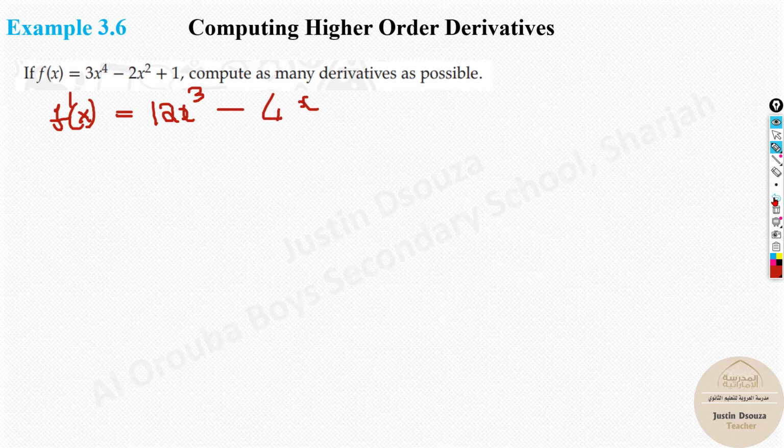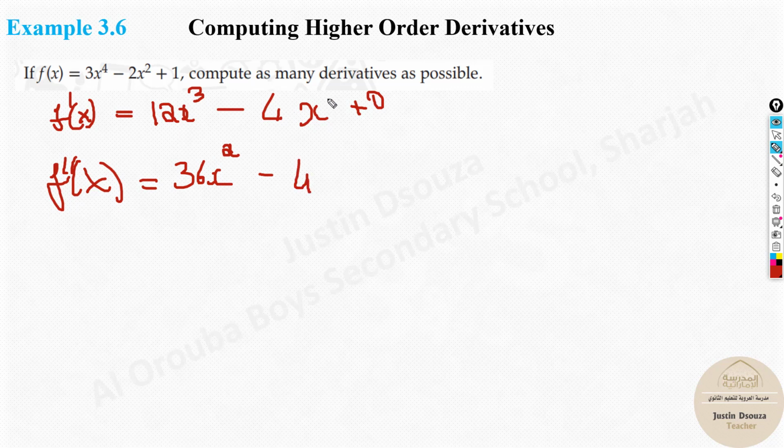Sorry, it's not square, my bad. 2 comes down, it's 2 and 2, that's 4. X to the power of 1, so I'm not going to write it, plus 0. Now this is only the first derivative. You need to do the second derivative now. They have told as many derivatives as possible, right? So this means it's going to be 3 times 12, that's 36x squared, sorry, minus 4. Why? Because x to the power 1 becomes power 0. And then we will continue again.